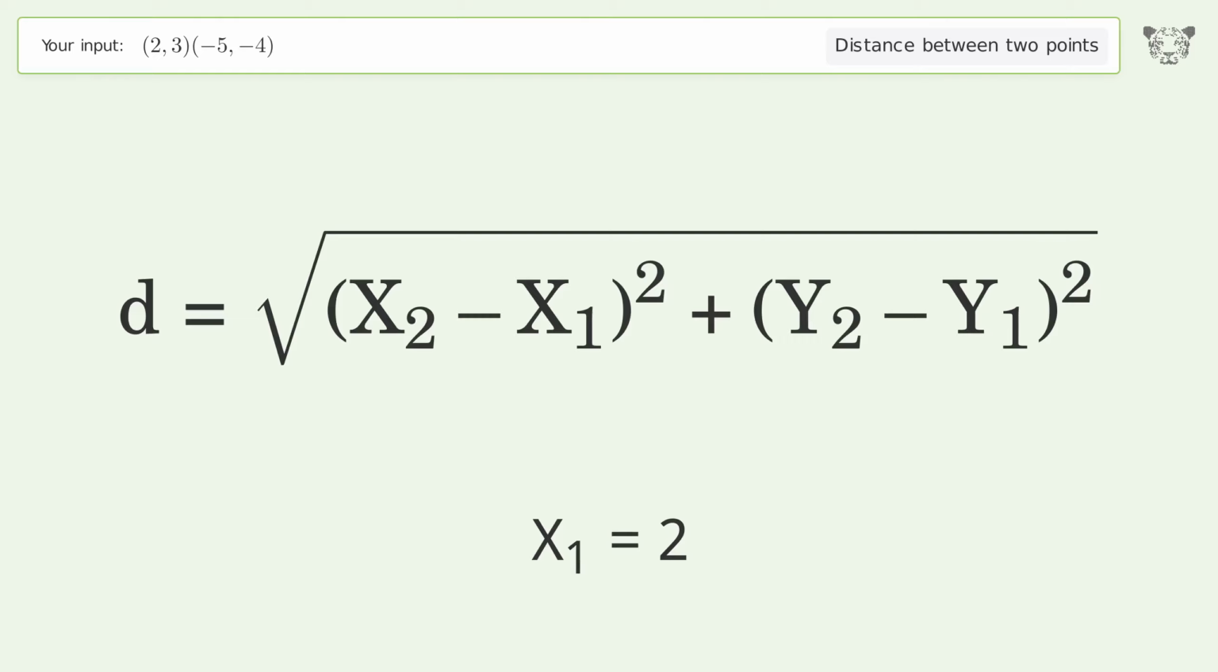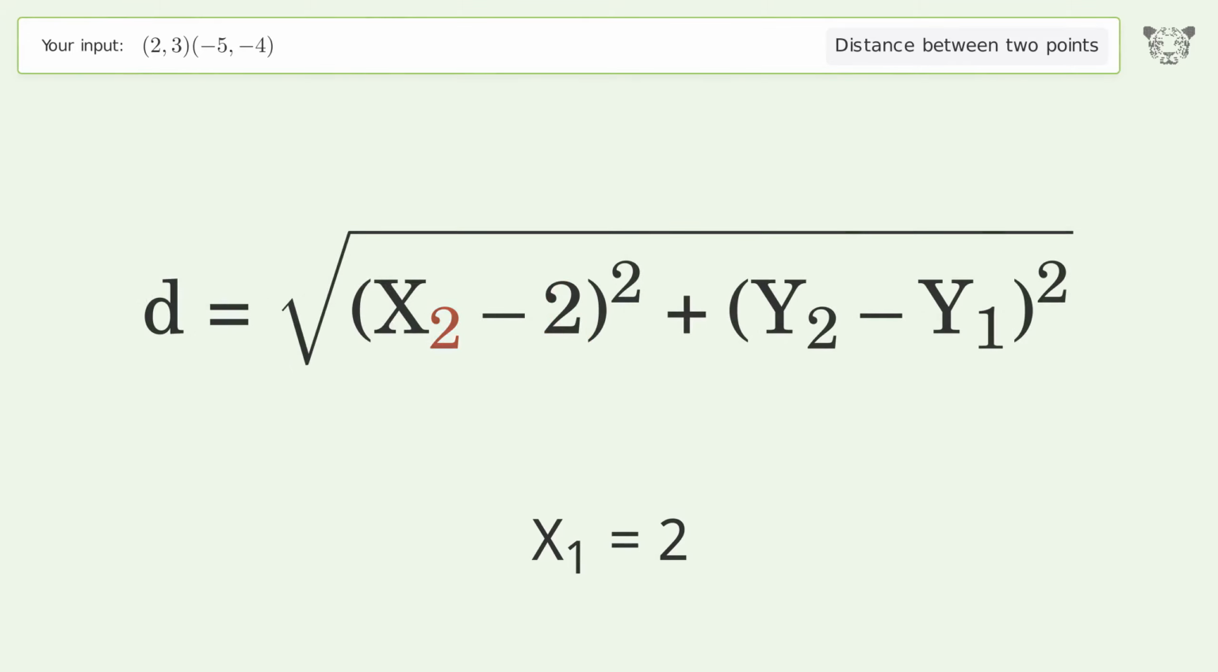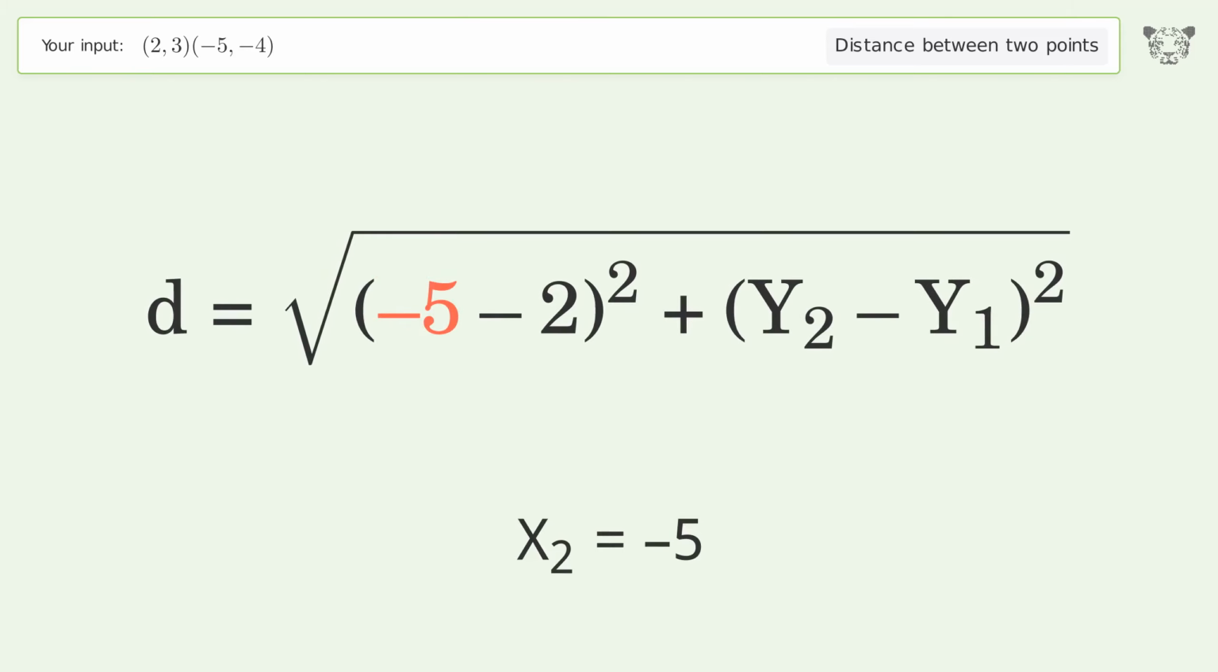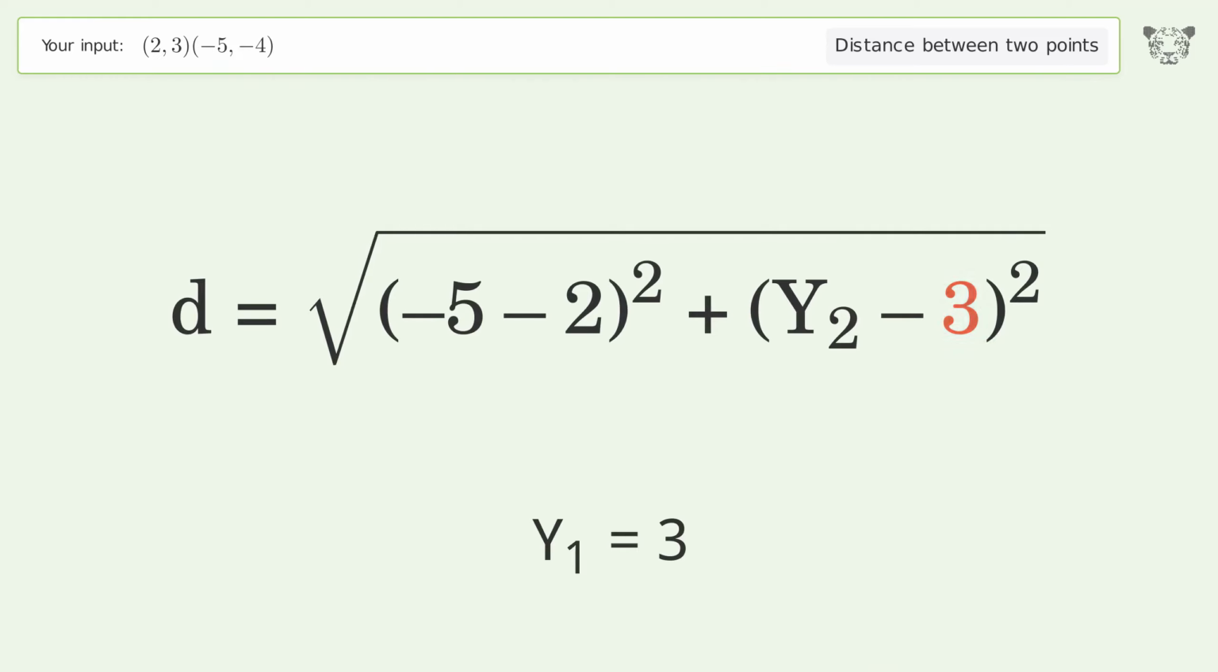x1 equals 2. x2 equals -5. y1 equals 3. y2 equals -4.